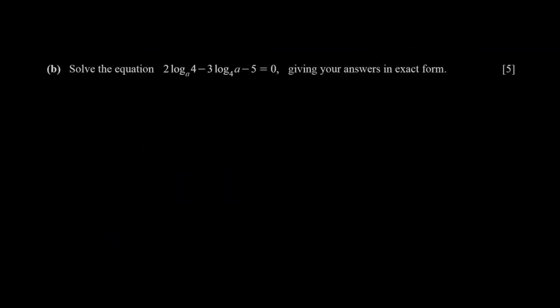Okay, part B of this logarithm question, we want to solve the following equation: 2 log base a of 4 minus 3 log base 4 of a minus 5 is equal to 0. Now, hopefully the first thing you notice is that these logarithms have got 2 different bases, base a and base 4. So we need to change one of these logarithms so that we've all got the same base.